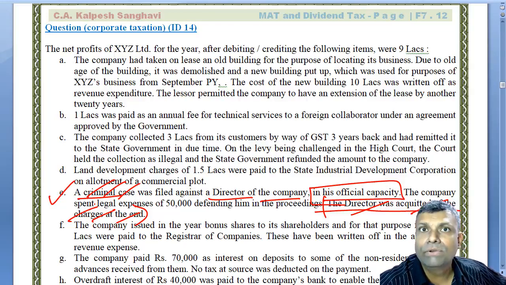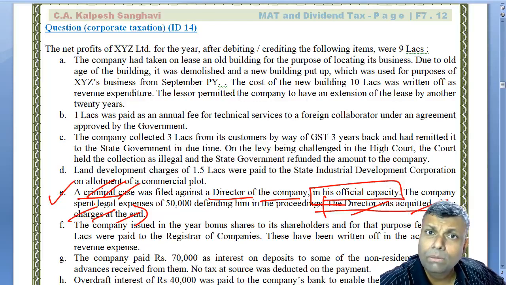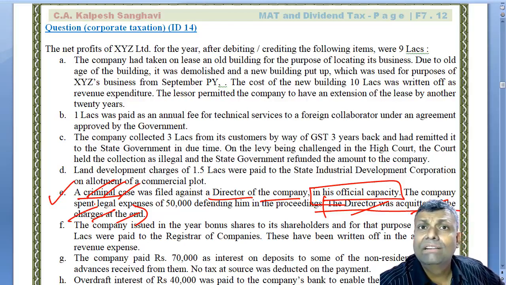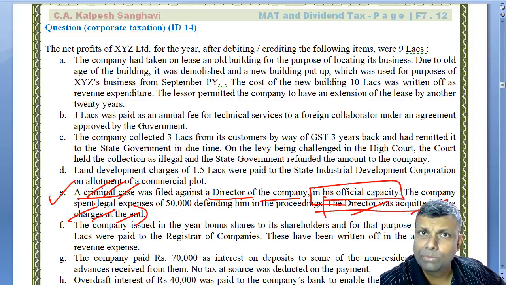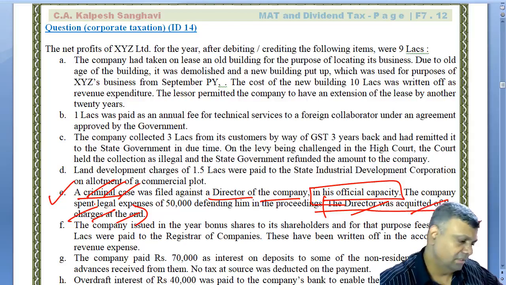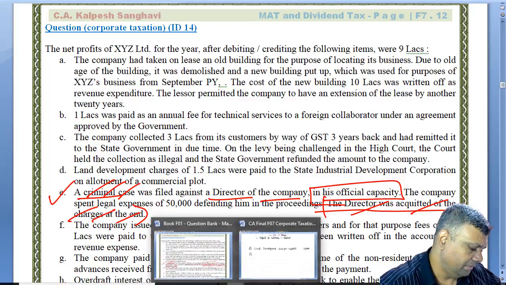So if you are sitting in front of the income tax officer, he will just see the point whether it was a pure personal matter or a pure official matter. Official matter, legal expense allowed. Personal matter, legal expense not allowed. Example, if the director is getting divorced from his wife and there is a legal expense, that is pure personal. Is that clear?